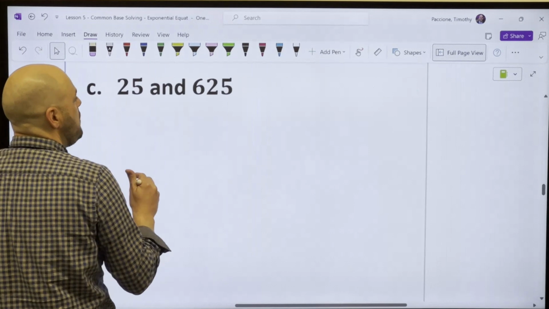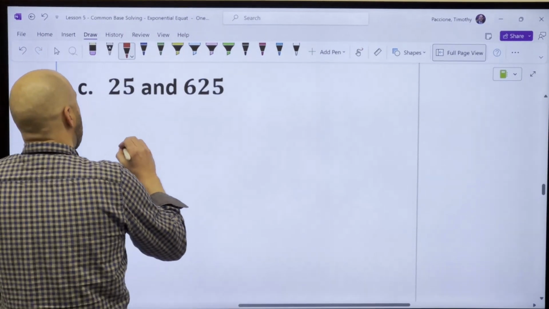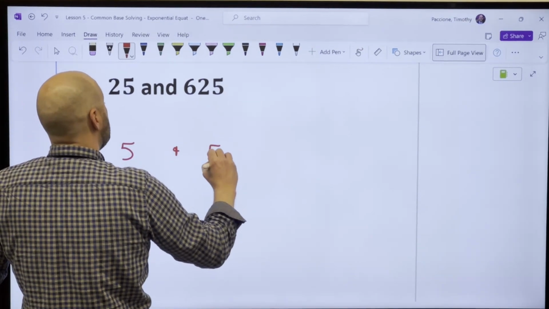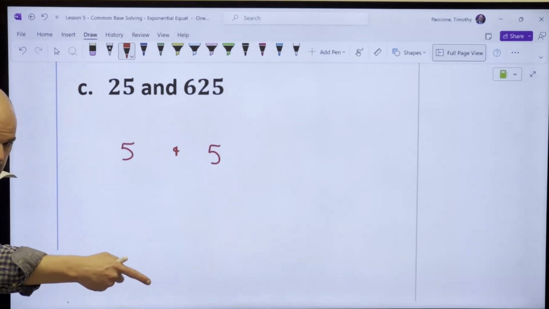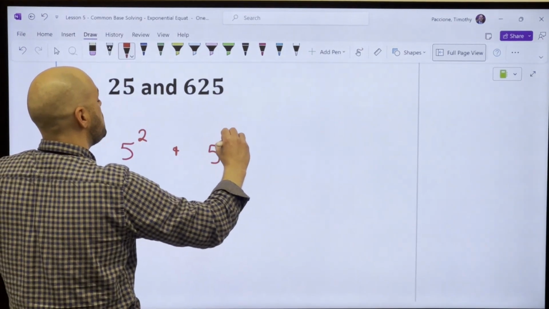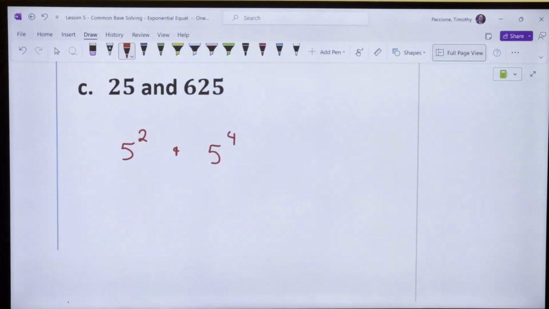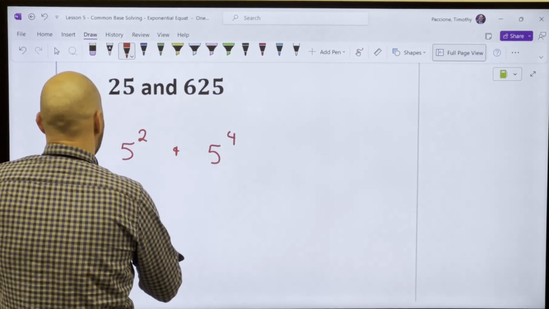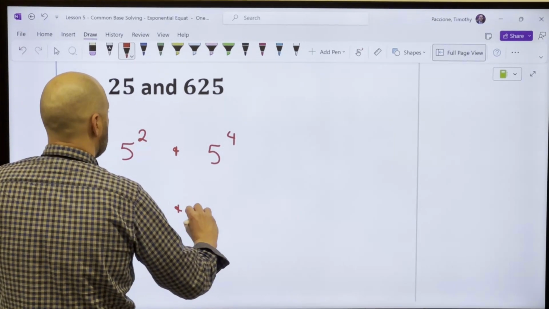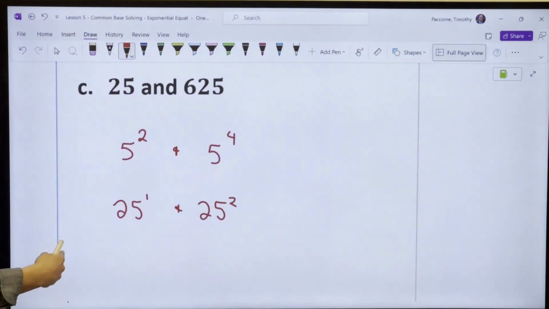One more. 25 and 625. So first I have to think what goes into both. 5. And then can they both be rewritten as 5 to the something? 5 to the what is 25? And 5 to the what is 625? 4. Anybody get another answer for this one? Whole numbers. 25 to the 1 and 25 to the 2. Yep. Because if it's 5 to the 4, then it's 25 to the 2.